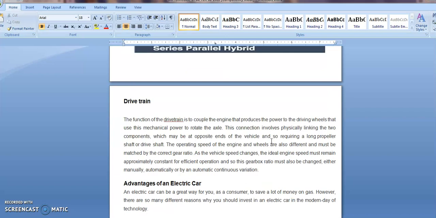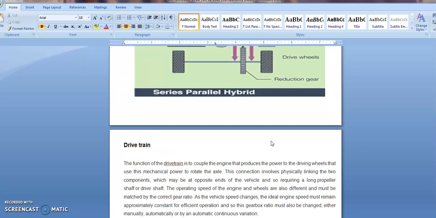The function of the drivetrain is to couple the engine that produces the power to the driving wheels, which use this mechanical power to rotate the axle. The connection involves physically linking the components, which may be at opposite ends of the vehicle, and so requires a long propeller shaft or driving shaft.